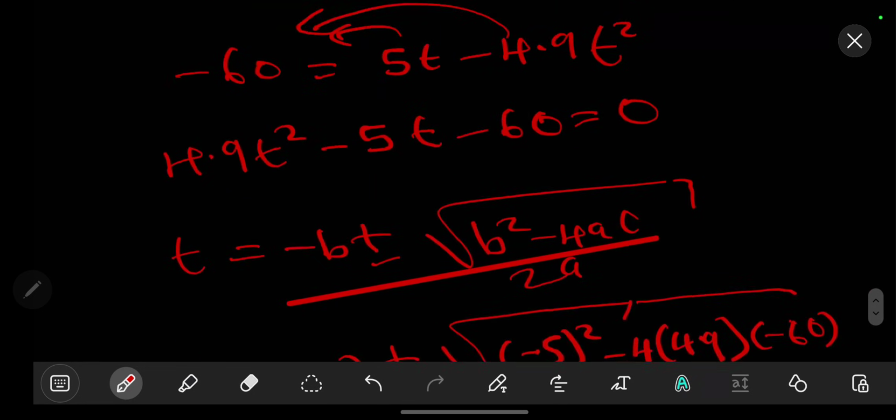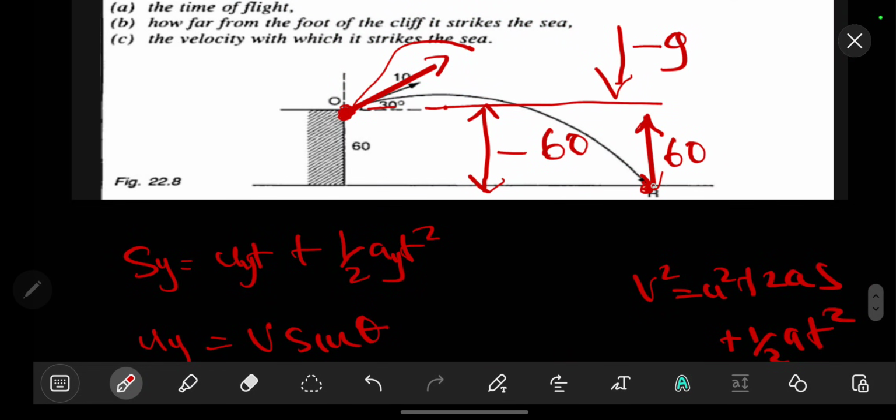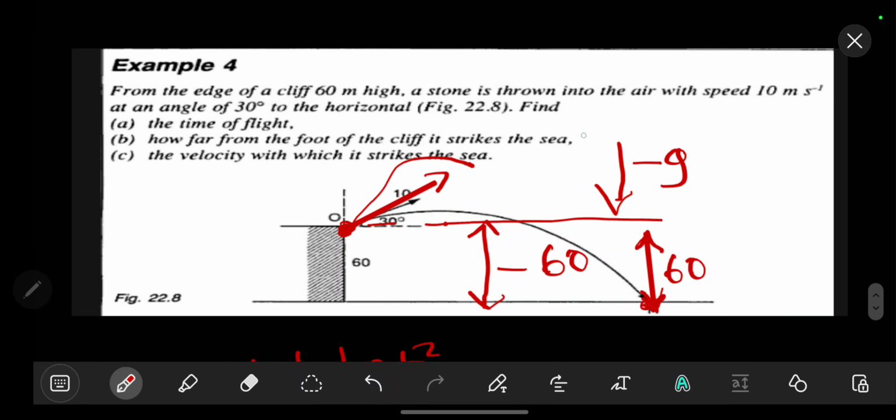So it will take 4.05 seconds to strike this point. So that's our flight time. So here, remember, you cannot use the word tags.